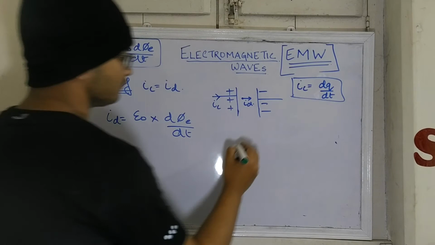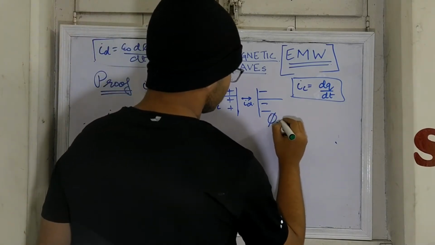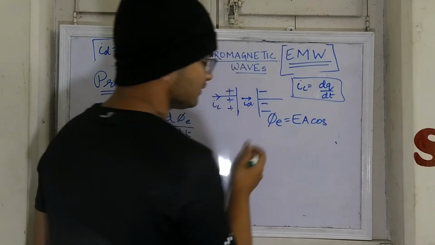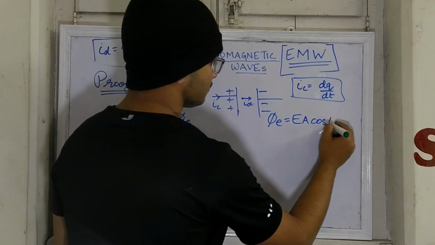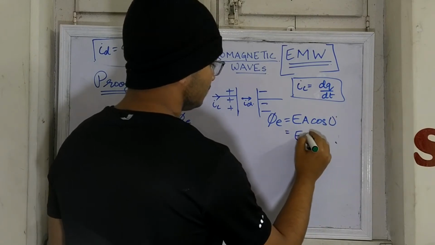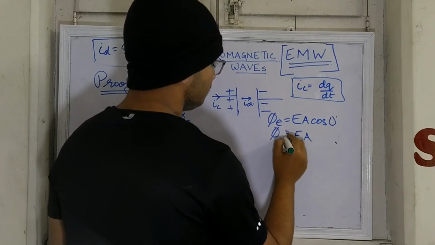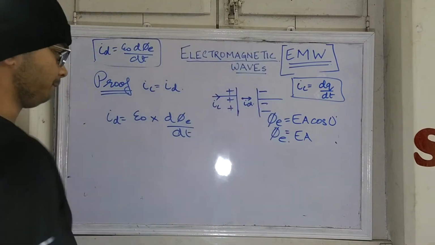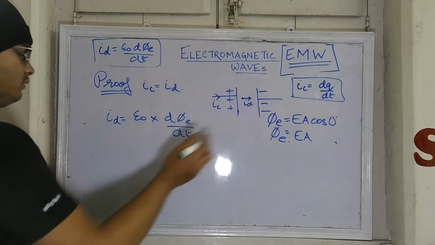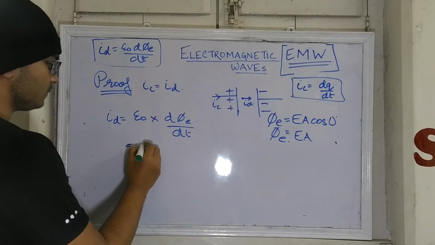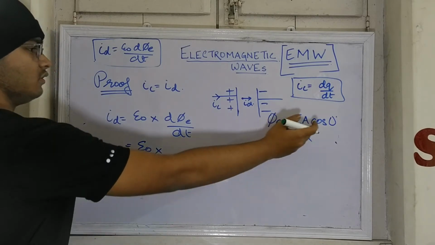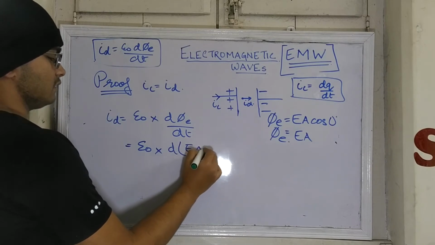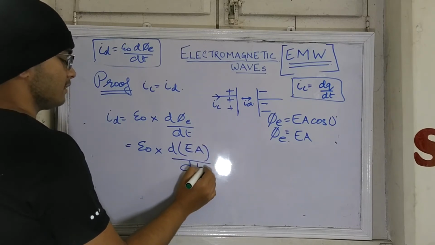Now this phi E we know: phi E equal to EA cos theta. In this case the cos theta is cos 0 degree, so phi E equal to EA, the electric field through the entire area. So I put this value here: epsilon naught into d phi E by dt becomes epsilon naught into d EA by dt.